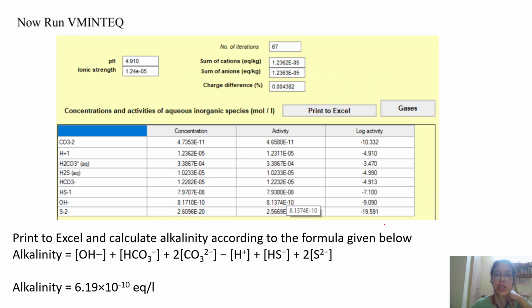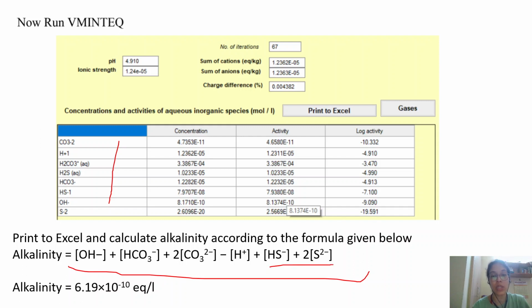Then we just run Minteq and we get all these values. We print them in Excel and we can do this calculation very easily in Excel to get the alkalinity. Just because HS was also there, these two species are increased in this formula. Otherwise, it would have ended at the H plus ion. Okay, and this is how we get alkalinity.